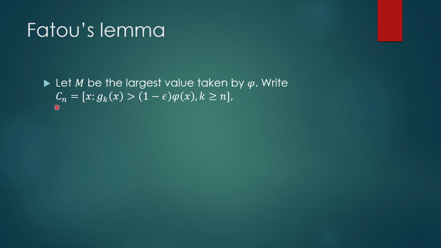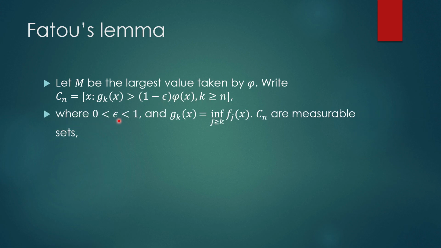Then we can write Cn equal to the set of x such that gk(x) is greater than (1 minus epsilon) times phi(x) for all k greater than or equal to n. So since you take epsilon less than 1 but positive, (1 minus epsilon) phi(x) will be less than phi(x).